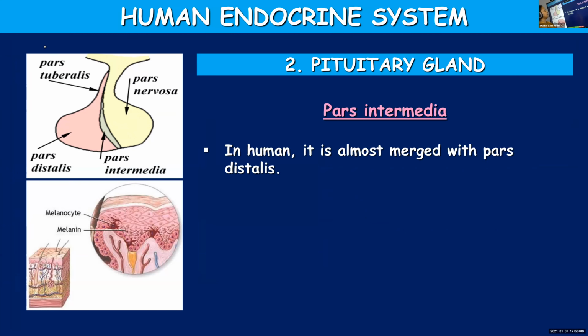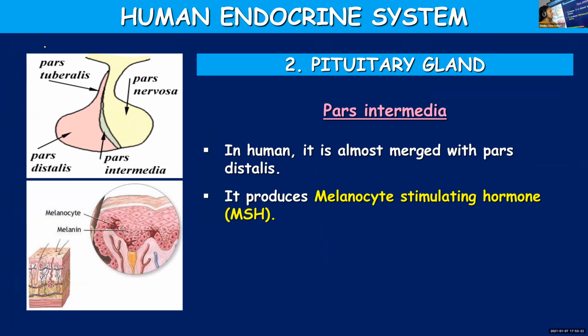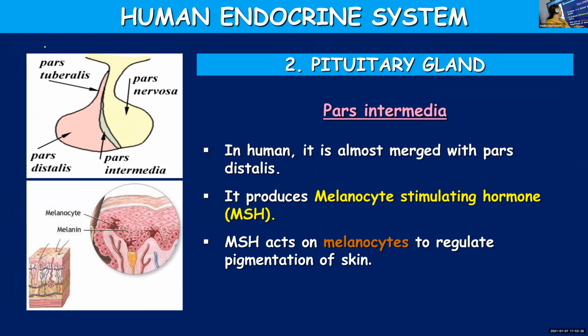Pars intermedia also forms a part of the anterior pituitary, or adenohypophysis. In human beings, as we already discussed in the slide earlier, it's merged with pars distalis, and it produces melanocyte stimulating hormone. Melanocyte stimulating hormone acts on melanocytes and regulates the pigmentation of skin, because melanocytes are the cells which contain the pigment melanin, and they control the amount of melanin produced, and accordingly the skin color, the complexion of people, will differ.